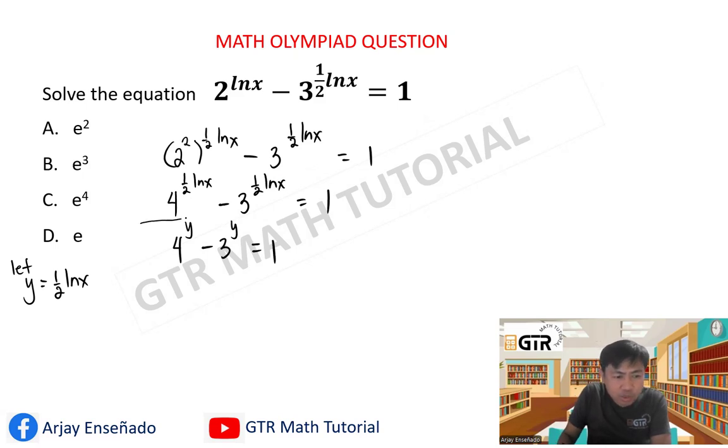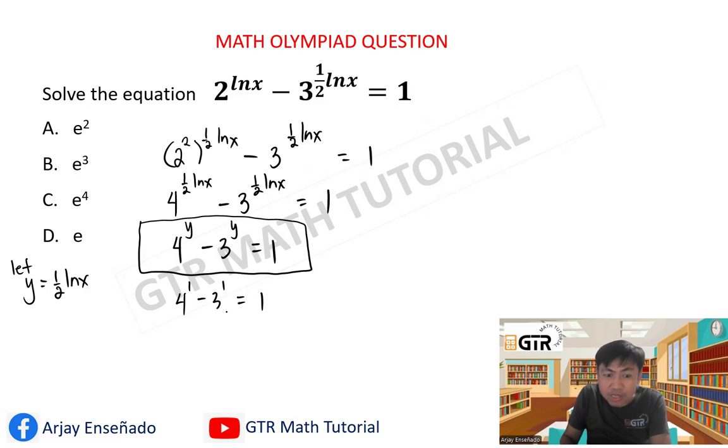So what is the solution of this equation? We can easily solve this by inspection. By inspection, if we let y equals 1, then the equation is true. 4 to the 1 minus 3 to the 1, that is equal to 1. 4 minus 3 is 1, so 1 is equal to 1. Therefore, the value of y by inspection is equal to 1. But y is equal to 1/2 ln x.